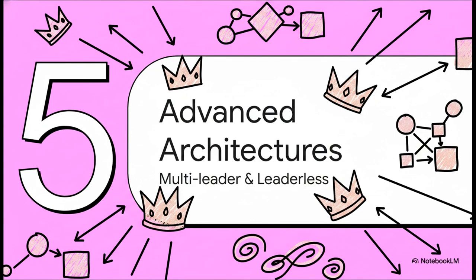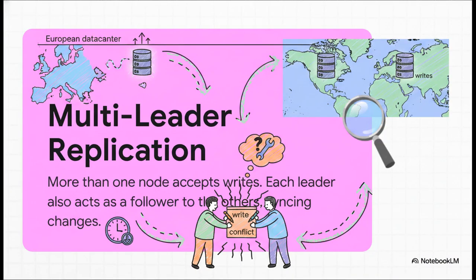Up until now, we've been living in a world with just one leader, one king. But what happens if we break that rule? This is where we get into some more advanced and way more complex architectures that are built for very specific, very demanding situations. So imagine this, a multi-leader setup. You could have a leader in a data center in Europe and another one in North America. Both can accept local writes, which is amazing for performance.